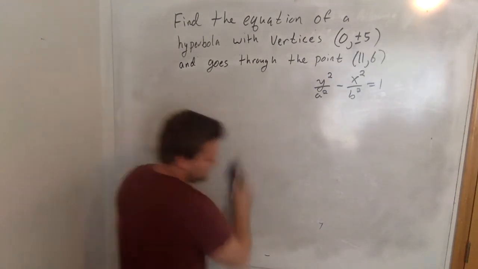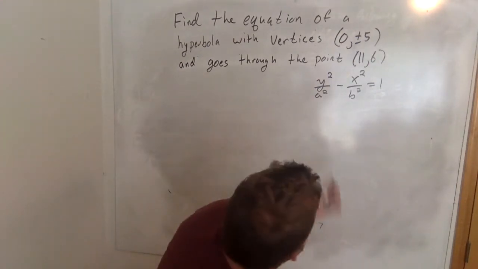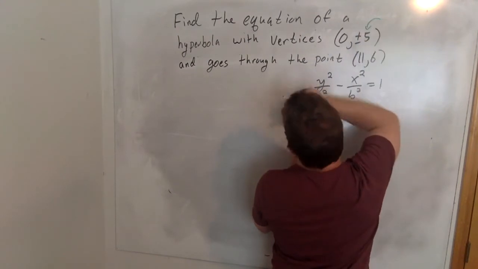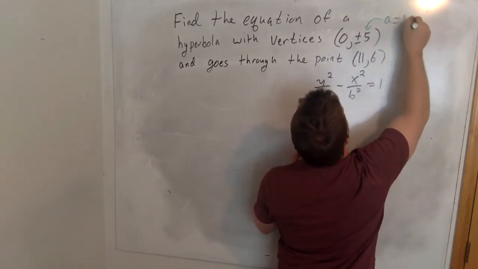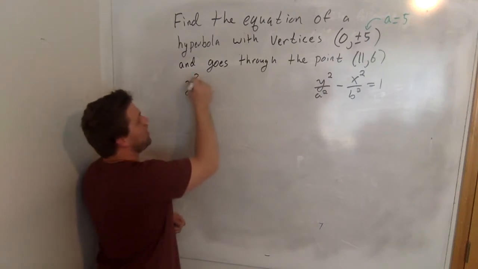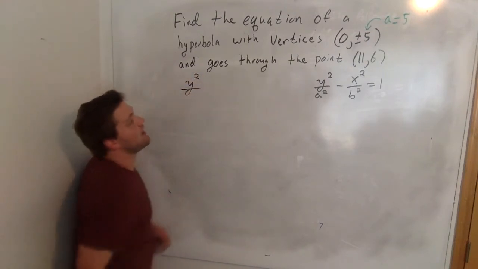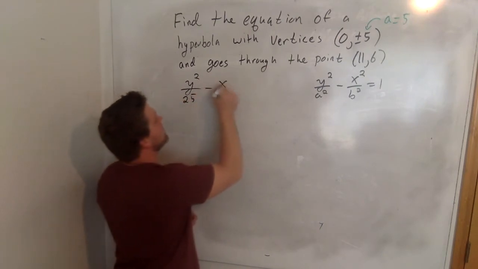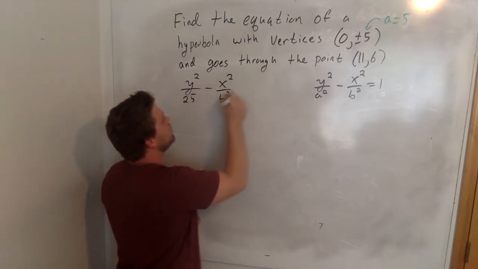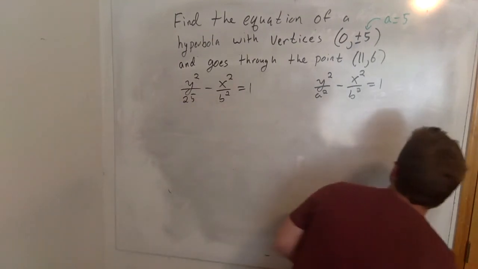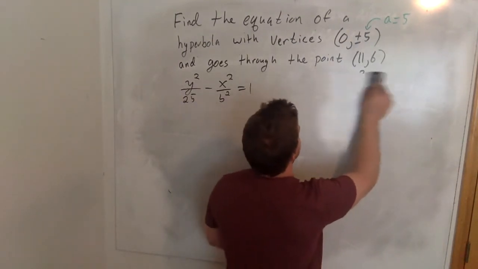Well, so far, we know that A will be 5. So that's what this is kind of telling us. I know I erased the picture, but A will be 5. So we have that y squared over, what's 5 squared? 5 squared will be 25. Minus x squared over b squared will be equal to 1. So really our job is to try to figure out what b is.